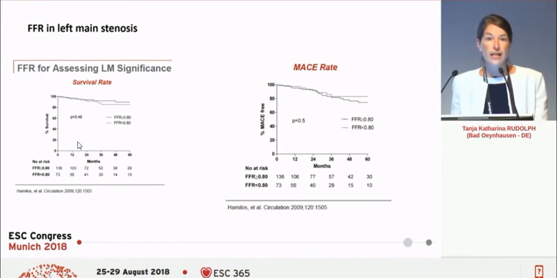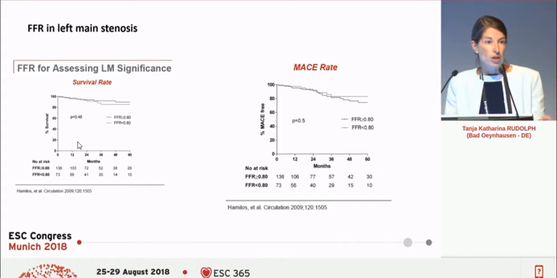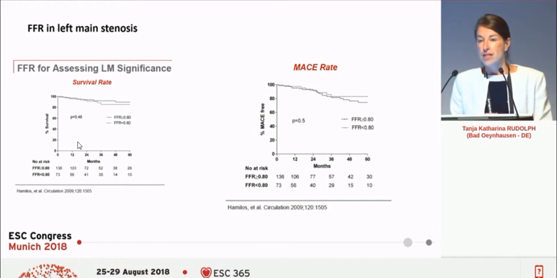Now you might say, what data do we have on FFR in left main? I have to agree that we do not have a lot of data, but we have one good study with 240 patients published in 2009. In this study, the 240 patients with left main stenosis underwent FFR measurement. When the FFR was below 0.8, the patients underwent CABG. And if it was above 0.8, the revascularization was deferred, so they were just observed for 5 years. What you nicely see in this study is that the survival rate and also the MACE rate were not significantly different. So from this study, we can state that we can safely defer the revascularization of a left main stenosis when FFR is over 0.8.